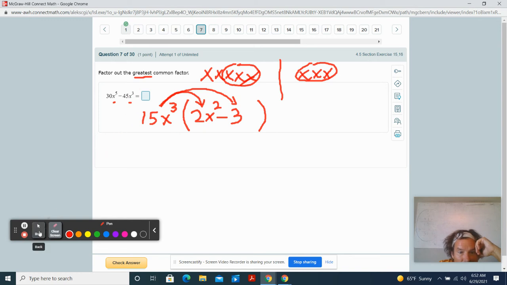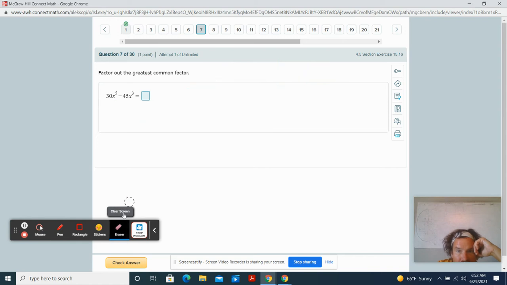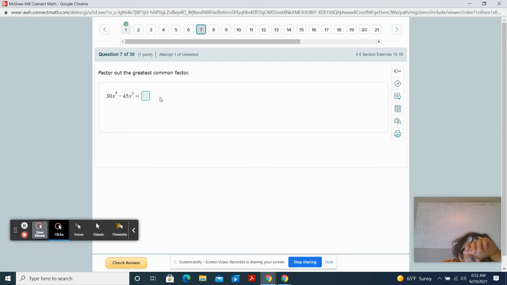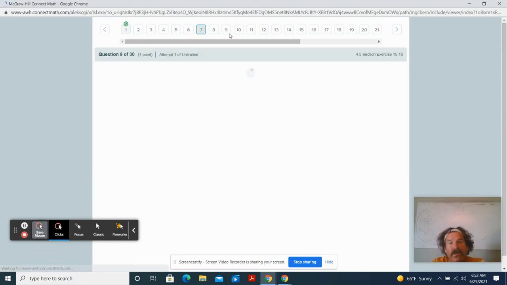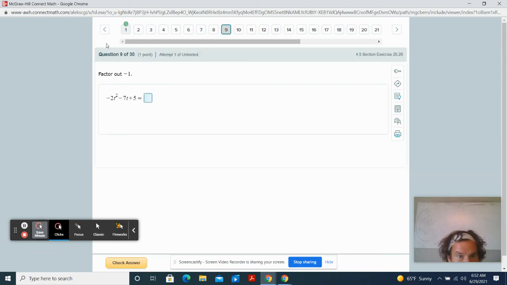Okay. Go ahead and clear this. Okay, so starting on 9, it asks you to factor out a negative. So when you factor out negative 1, it's actually telling you what to factor out, starting on number 9. So if you factor out a negative 1, well, think about this. If you factor out a negative 1, what does that do to all of these signs?